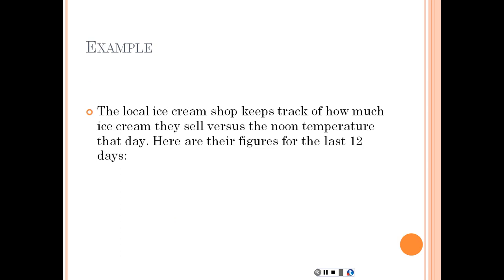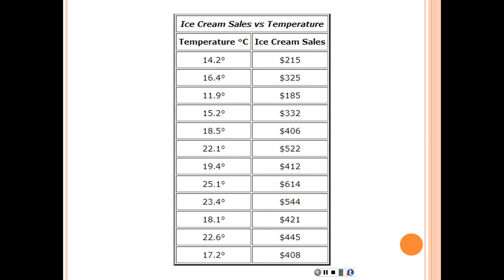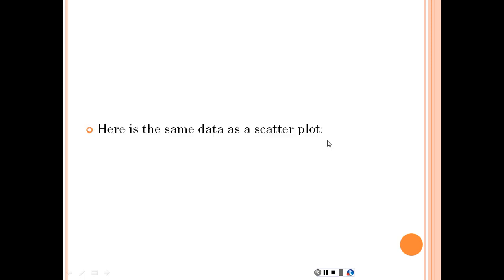Let's look at this particular example. The local ice cream shop keeps track of how much ice cream they sell versus the noon temperature on that day. Let's look at their figures for the last 12 days. Here's the temperature versus the ice cream sales. By looking at this table, it's hard to see what type of relationship there is, if any, between these two variables. But let's look at it on a scatter plot.